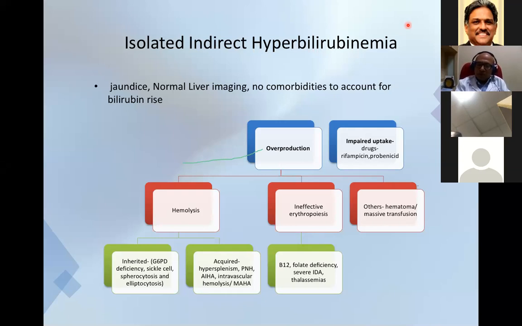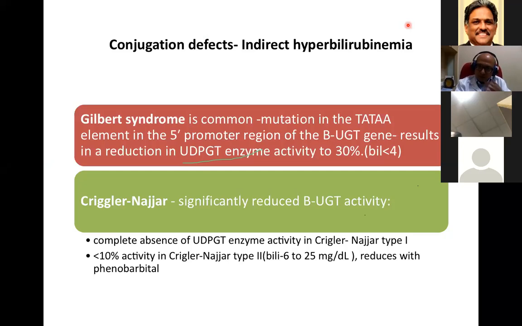Sometimes you see a transient rise in indirect bilirubin. And then there are the conjugation defects, which lead to indirect hyperbilirubinemia and are inherited. There is Gilbert syndrome, which is very common, found in almost 10% of people, and we see that commonly in India as well. There is a genetic mutation which interferes with the conjugation of bilirubin. So you have a reduced enzyme, UDP glucuronidase transferase, with activity reduced to almost 30%.